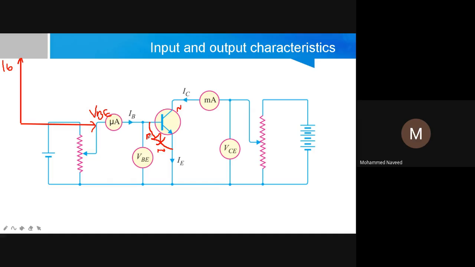The P region is connected to positive terminal and N region is connected to negative terminal, and we have an ammeter and a voltmeter.